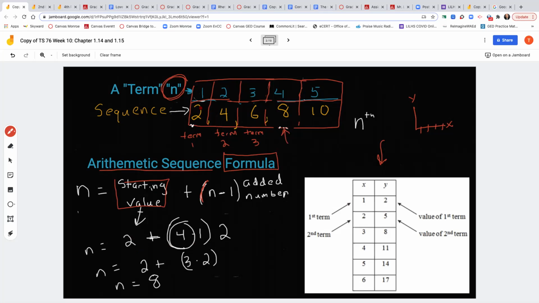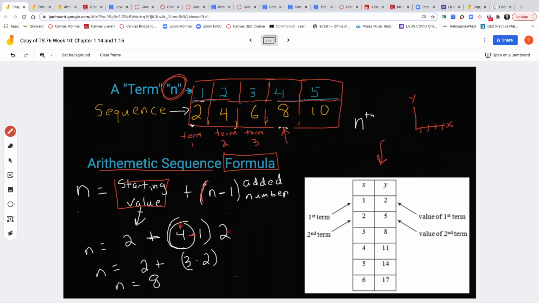Starting value, here's my starting value right here, is a 2. So 2 plus, the n is the term we're trying to find out. You see how it was n minus 1? We're trying to find the fourth term, so we put that right in parentheses. Here's the 4 right here. Minus 1 times, we figured out that we're changing 2 each time. So times 2. That is the added number we're multiplying.